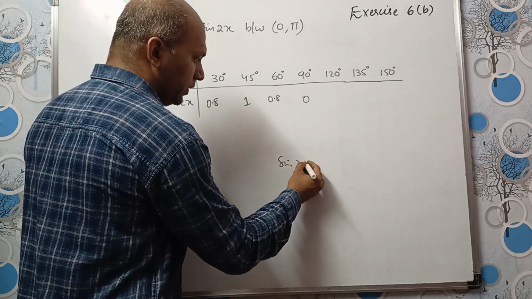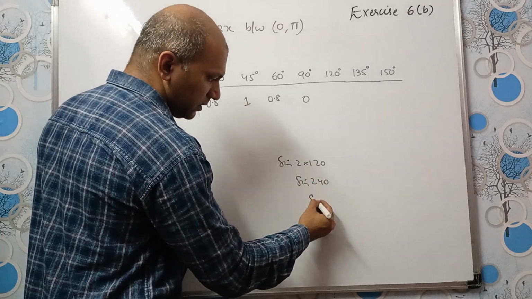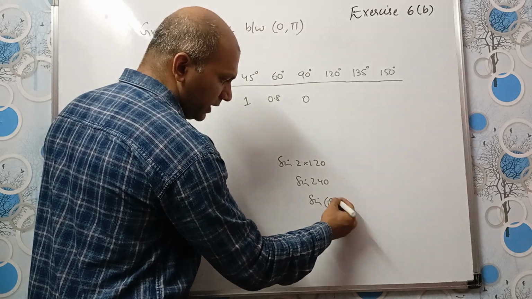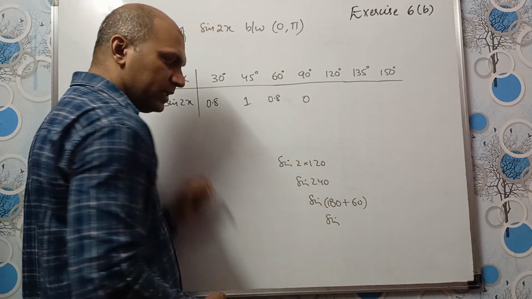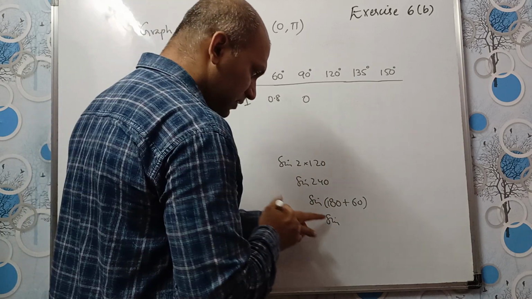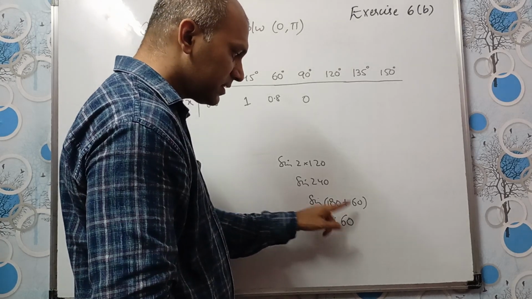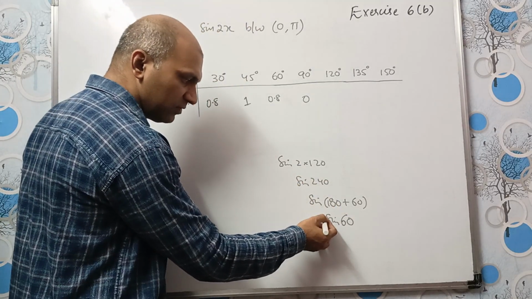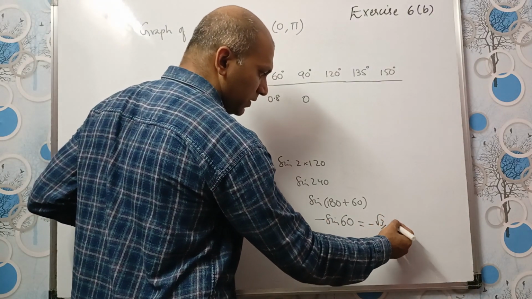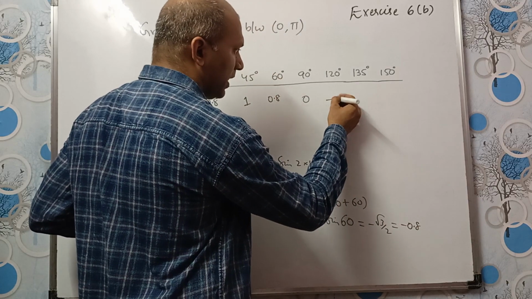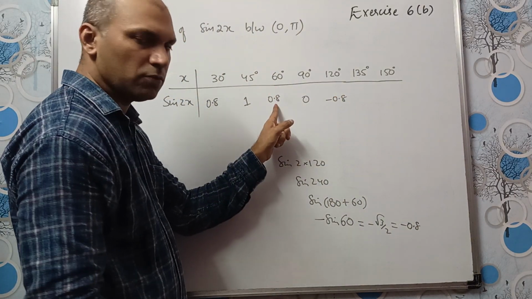Sine 2 into 120. So this is sine 240. We can write this as 180 plus 60. Sine will not change at 180, right? Trigonometric ratios will not change. So this will be sine 60. But 180 plus 60 is in the third quadrant, so sine will be negative. So this is minus root 3 by 2, minus 0.8. Just now we have checked, right? Root 3 by 2 is 0.866.